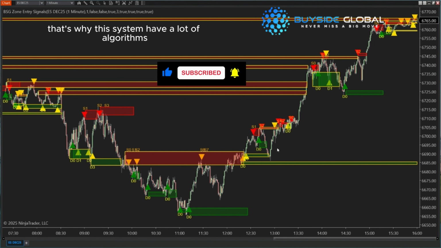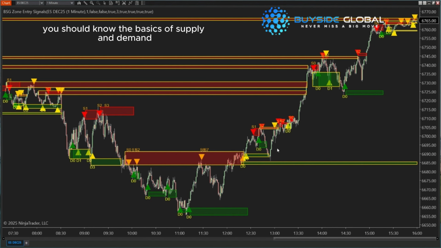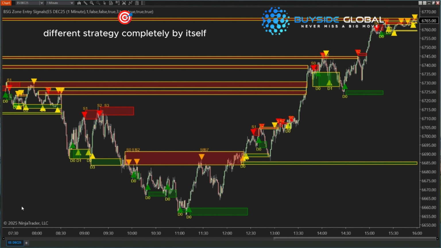That's why this system has a lot of algorithms. Still, you should know the basics of supply and demand, so you can still make the decisions. But it's easy. It's going to give you the sound alerts, and the markers on the charts, everything. Every time there's a breakout, every time there's a bounce, every time there's a new strong demand or new supply, it's going to help you. Okay, but next let's look at the same day with a completely different strategy.